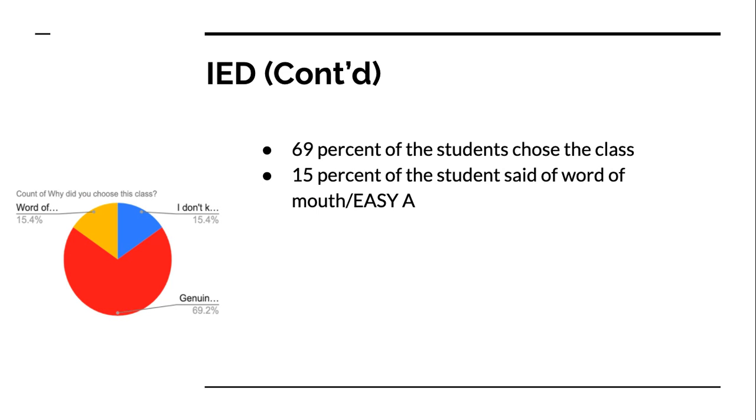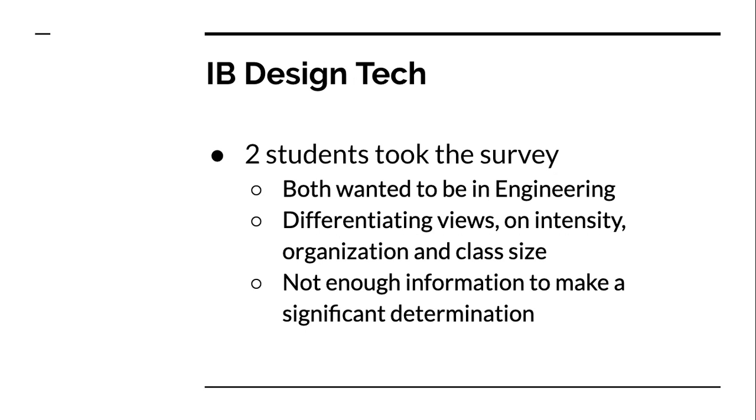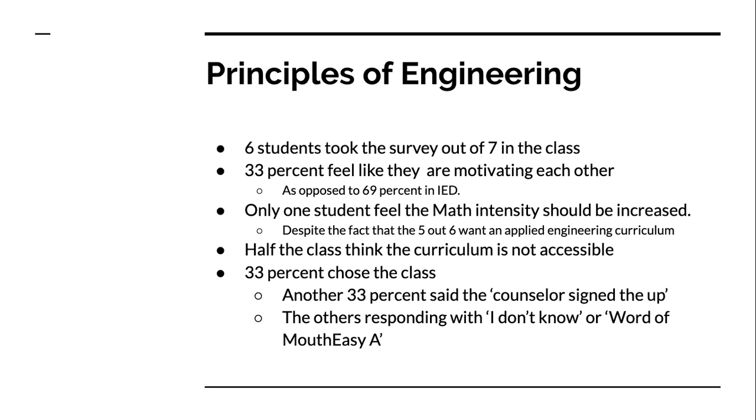69% did say that they chose the class, but 15% said it was word of mouth and an easy A. As for IB Design Tech, I'm not going to go into them. Most people who reach Design Tech are here in the first place, although in some situations you have IB students who just want to be in the class to learn, but they don't have the prerequisite skills necessary. So they both wanted to be in engineering, with differing views on intensity and class size, but not enough to make a significant determination. So that's IB Design Tech.